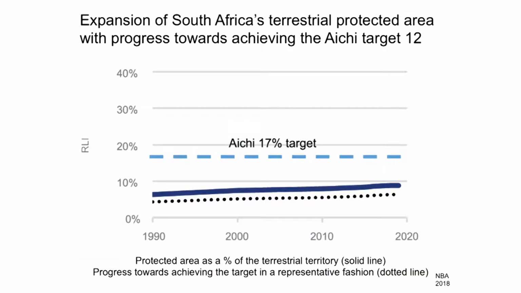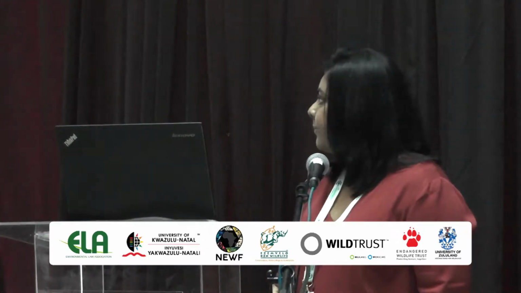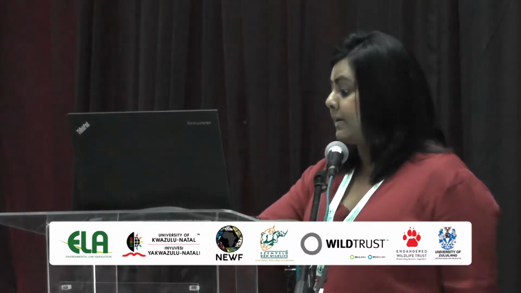So referring back again to the Aichi targets, looking at protected areas, globally we need to protect at least 17%. The solid line is showing the protected areas of South Africa's terrestrial territory, and then the dotted line is the progress that we are making. So this is looking at protected areas and then also including the work of biodiversity stewardship. So how can all of this taxa information now influence protected areas, and how do we expand our protected areas?